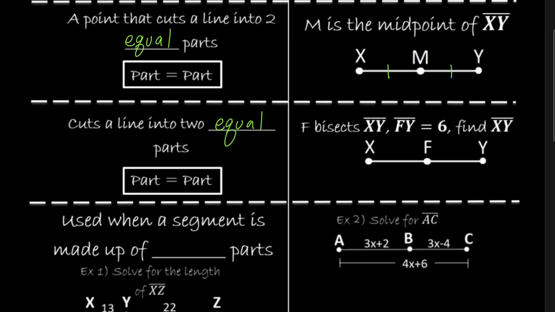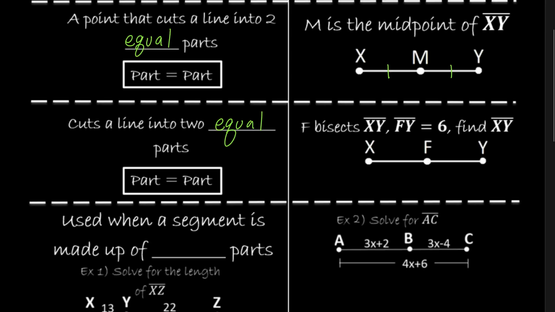Does anyone see what the difference is between midpoint and bisect? It doesn't necessarily have to be a point. Also, bisect is a verb. You can bisect something, right? It's something you can do to something else. And midpoint is a noun. It's just the name of a point in the middle.